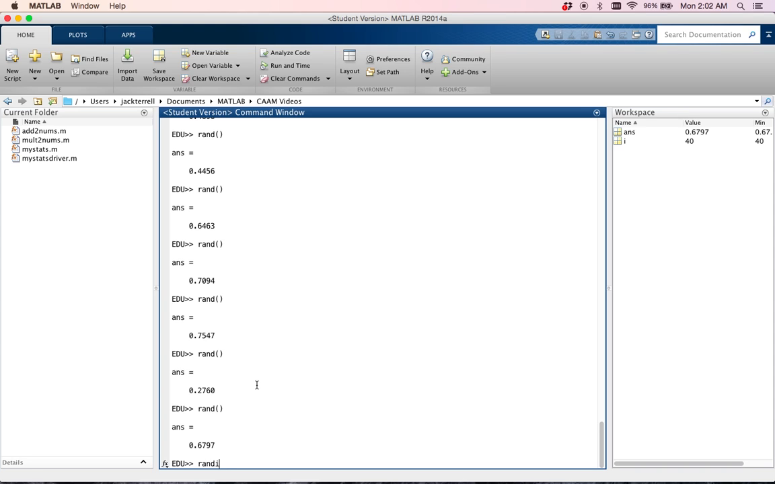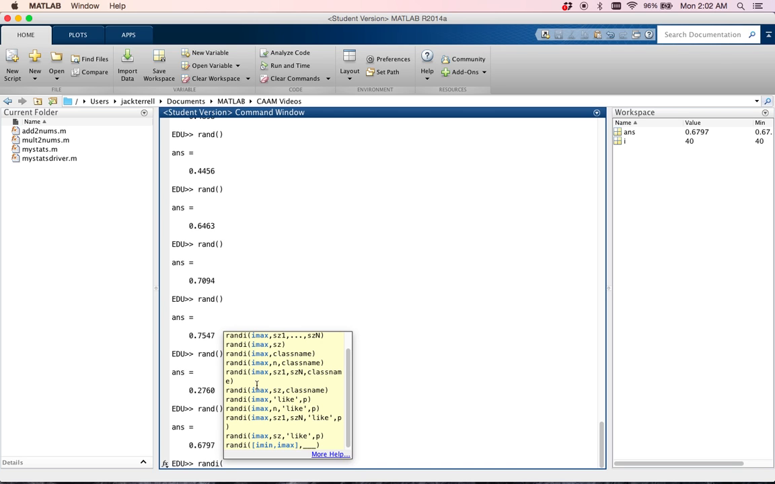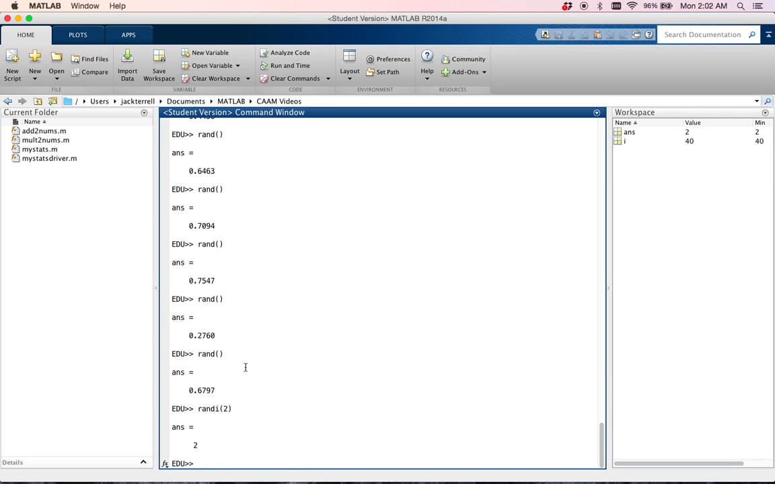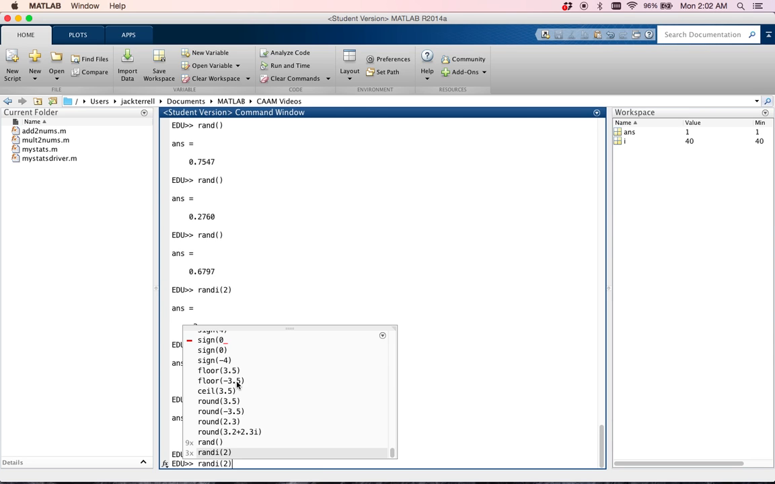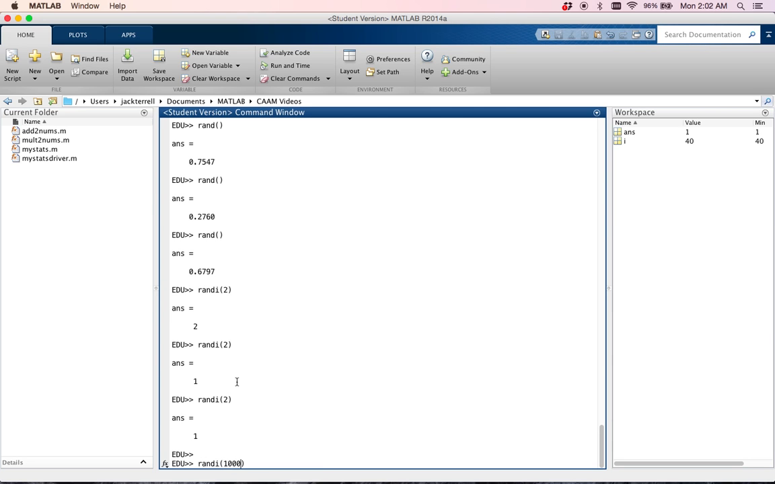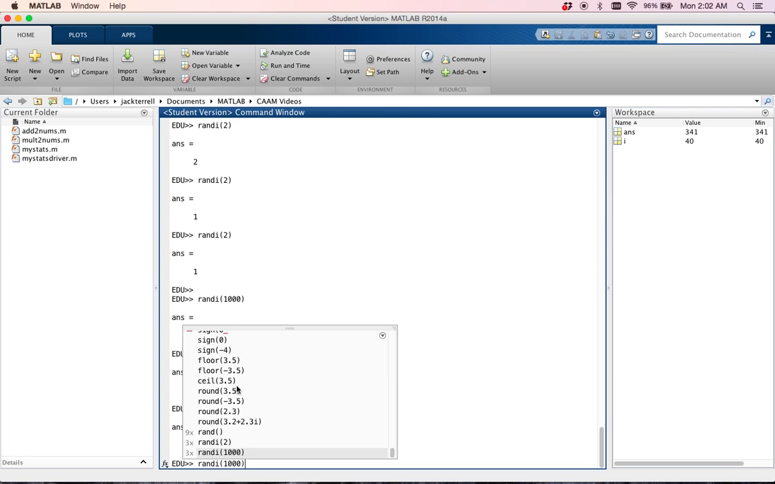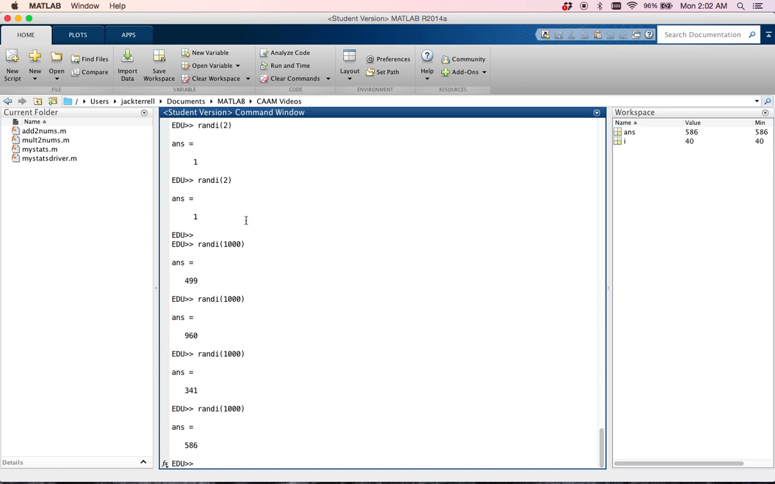There's randi, which does a similar thing, except it picks an integer up through the number that you pick. So if you do randi of 2, it'll give you an integer between 1 and 2. If you do randi of 1000, it will give you an integer between 1 and 1000. And it actually calls rand, so it's also pseudo-random.